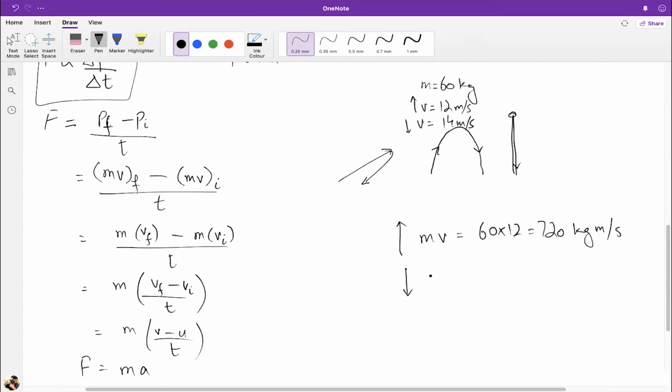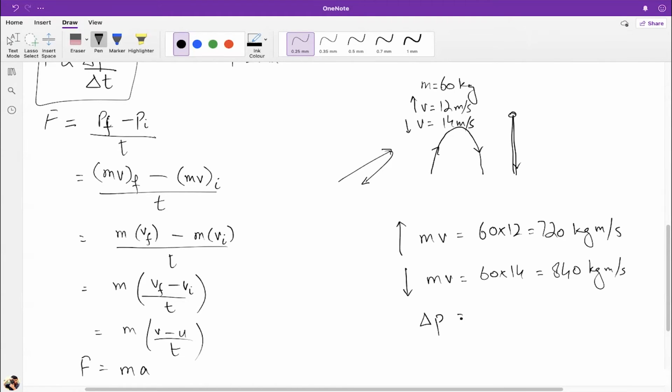And downwards, what they want to do is move at speeds, 60 times 14. And 14 times 6 is, can anybody guess what that is? I don't remember. 84? Yeah, 840. So how much do they want their momentum to change?